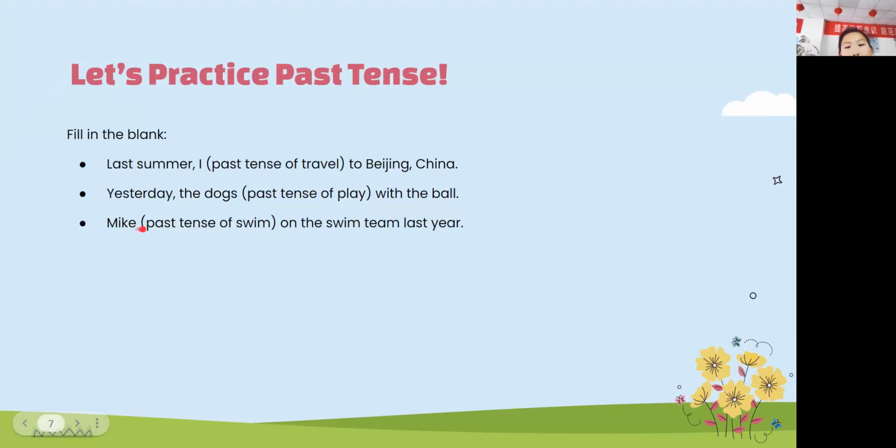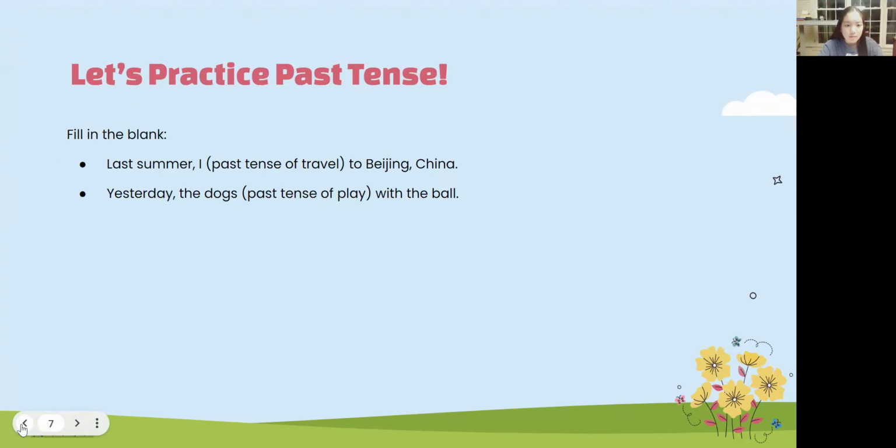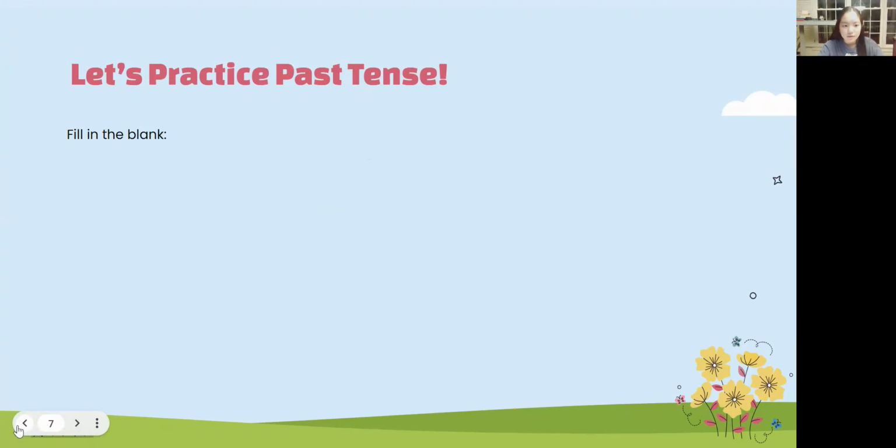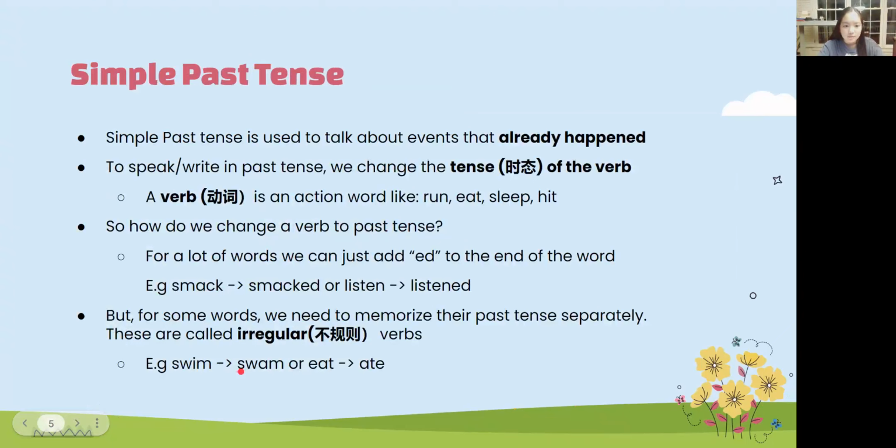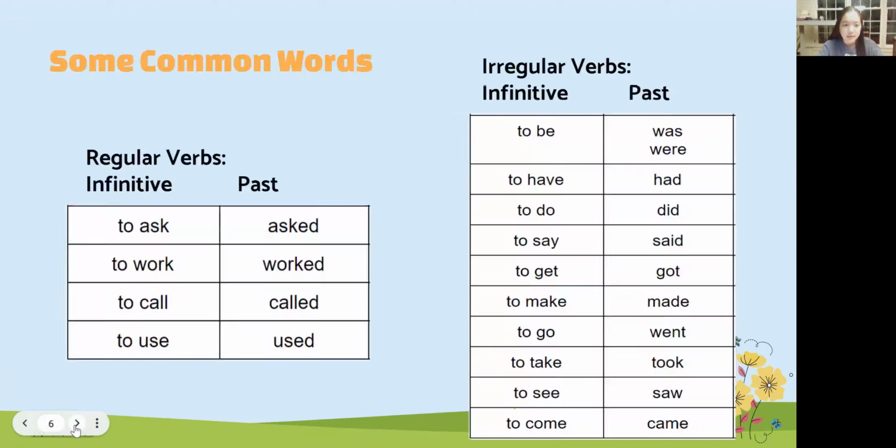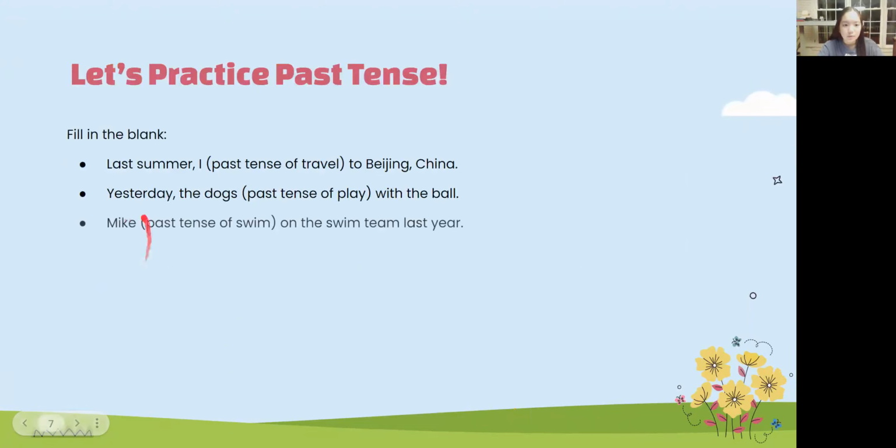So, the past tense of swim is swam. So if you remember the first slide, we said swim turns into swam in past tense. So for here, we would say Mike swam on the swim team last year.